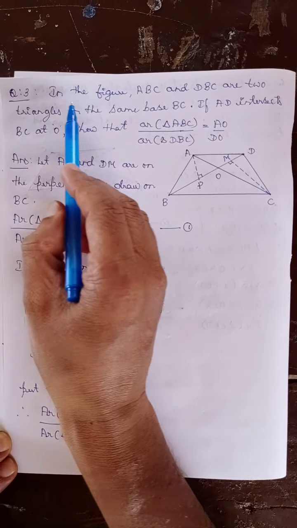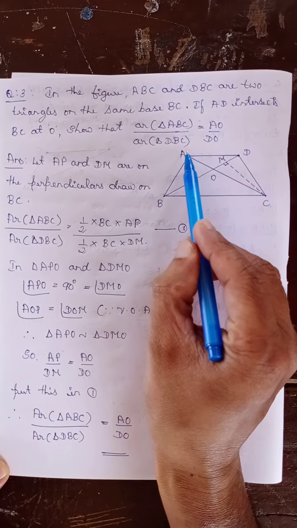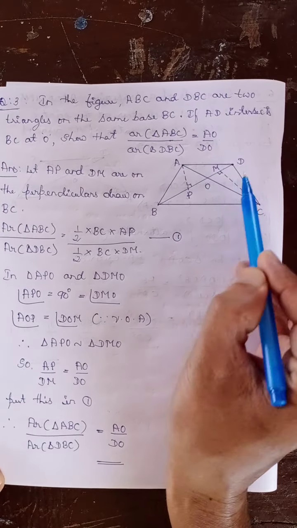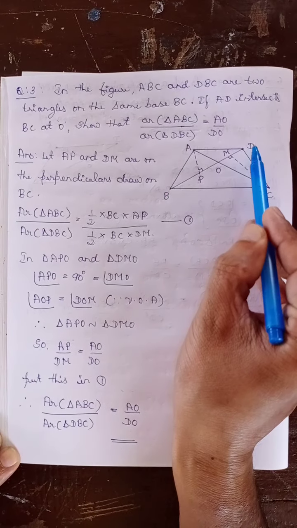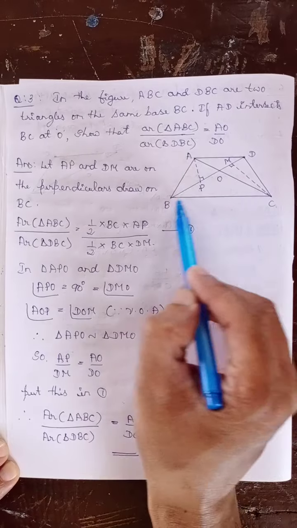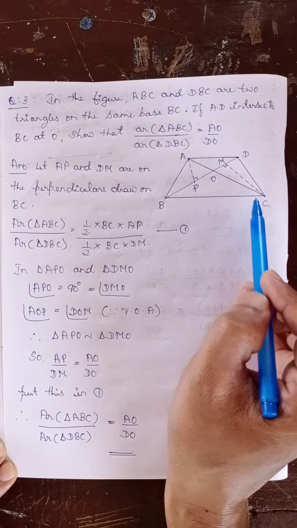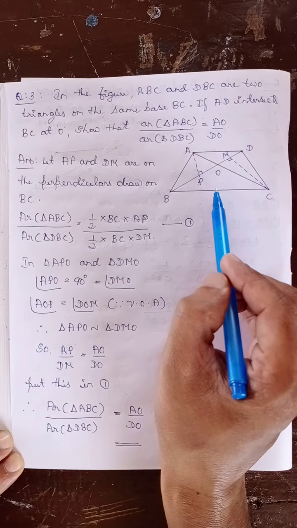Question number 3. In the figure, ABC and DBC are two triangles. Here we have ABC and DBC. Once again, see the direction. ABC and DBC are the two triangles on the same base BC. Both the triangles are lying on the same base BC. Hence there exist some properties.